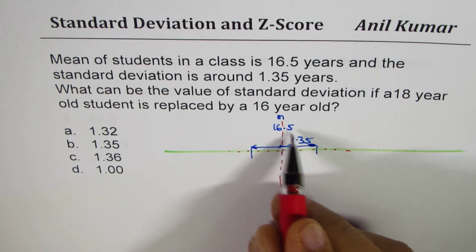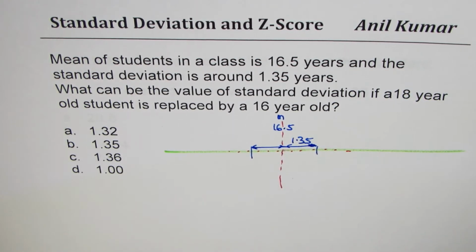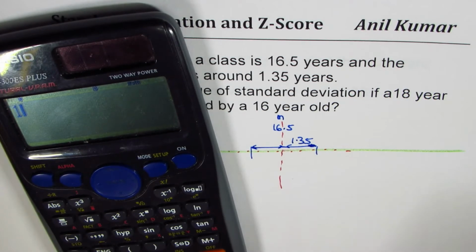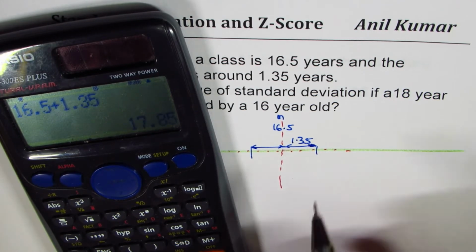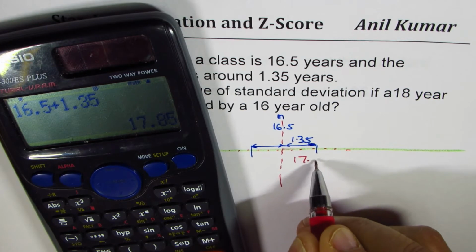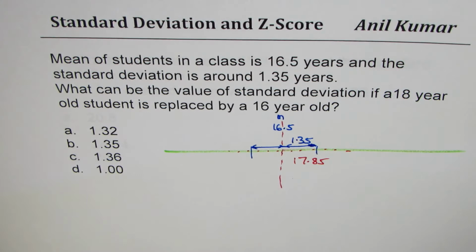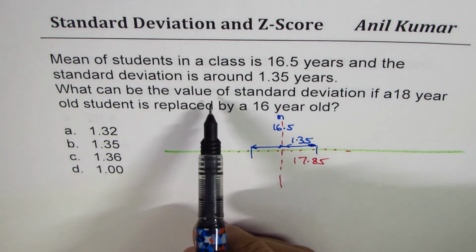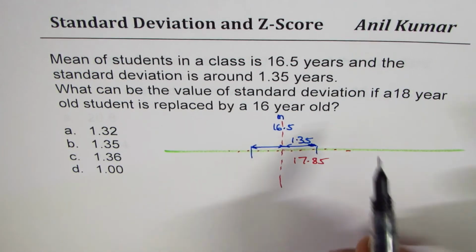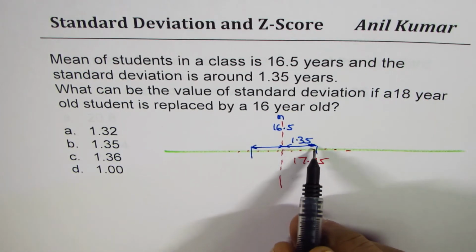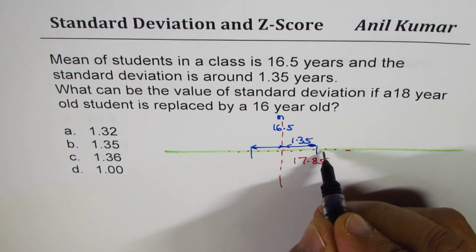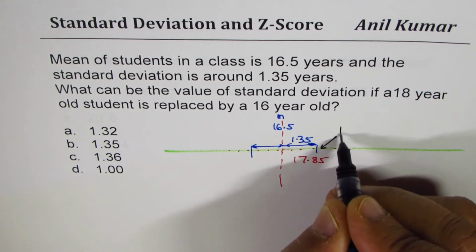What can be the value of standard deviation if an 18-year-old, right? So if I add 1.35, what do I get? Let's do it. Always use calculator if allowed. Otherwise, these are simple calculations which could be done without calculator. Is it okay? Now, because I want to go to 2 decimal places, that's why I'm using this calculator. Correct. Now let's try to understand this question once again. One standard deviation away is 17.85, 18 is outside, kind of here, right?